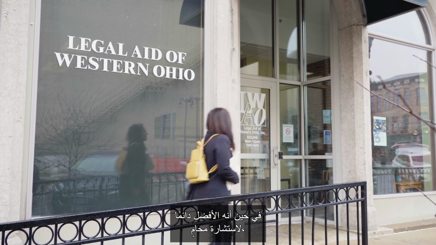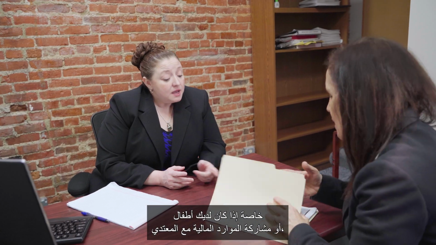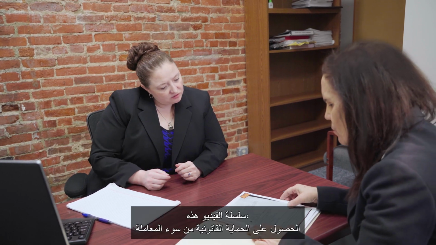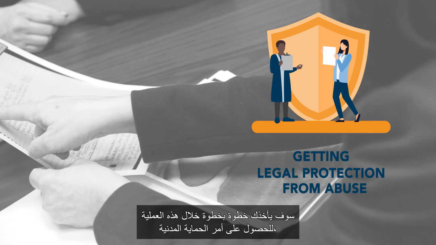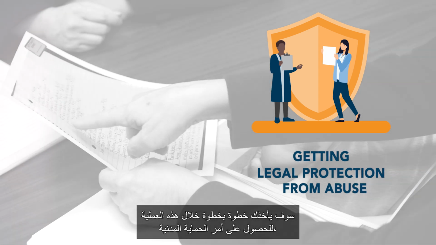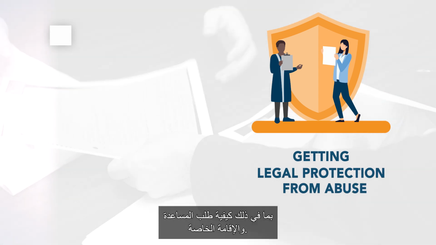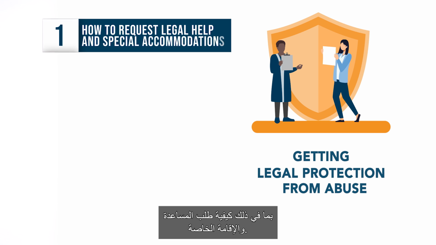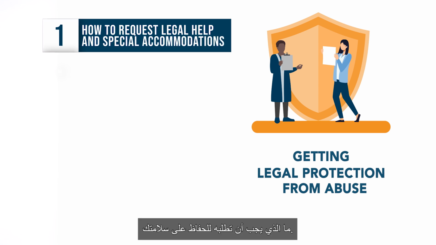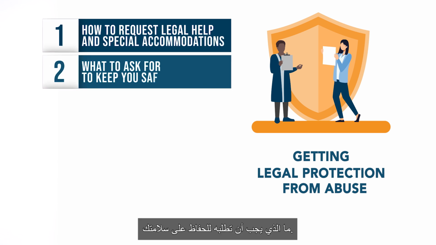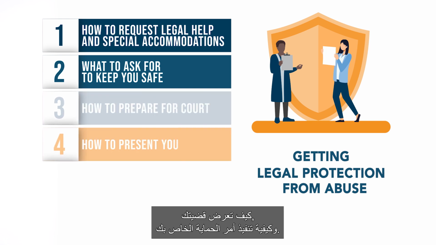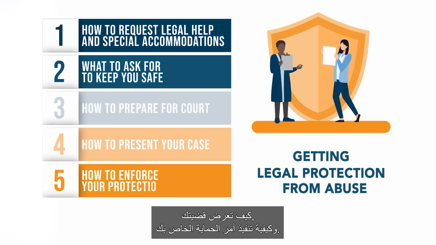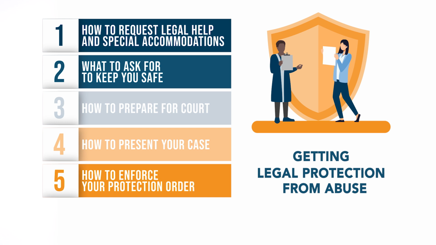While it's always best to consult a lawyer, especially if you have children or shared finances with the abuser, this video series, Getting Legal Protection from Abuse, will take you step by step through the process of getting a civil protection order, including how to request help and special accommodations, what to ask for to keep you safe, how to prepare for court, how to present your case, and how to enforce your protection order.